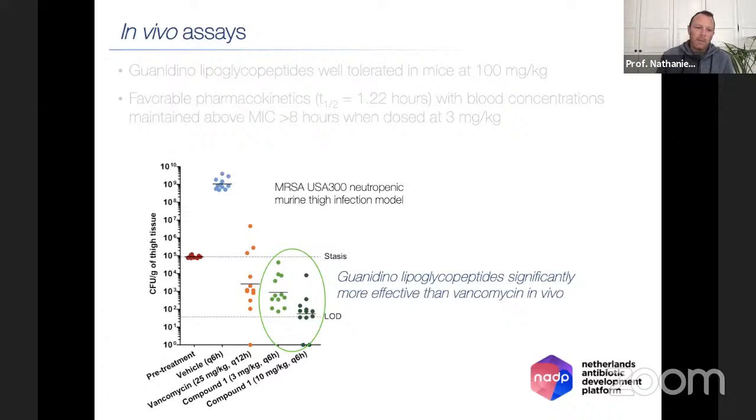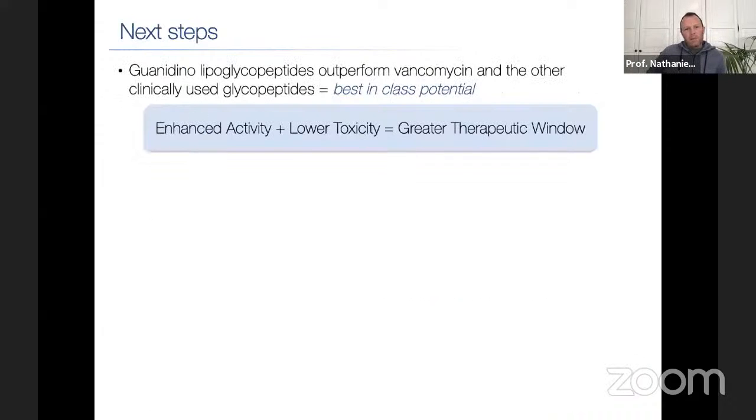So this is quite compelling, I would say, demonstrating that these compounds are significantly more effective than vancomycin in vivo, and nicely mirroring our in vitro data. So the next steps: we've demonstrated, at least in some preliminary assays, that the guanidino lipoglycopeptides do outperform vancomycin and some other clinically used glycopeptides. For that reason, we were wondering, maybe we've got something that has best-in-class potential? That relates not only to their enhanced activity, but if the lower toxicity is indeed a true effect that we can see in further advanced assays, we could be looking at a class of compounds that has a greater therapeutic window, which is, of course, very important.